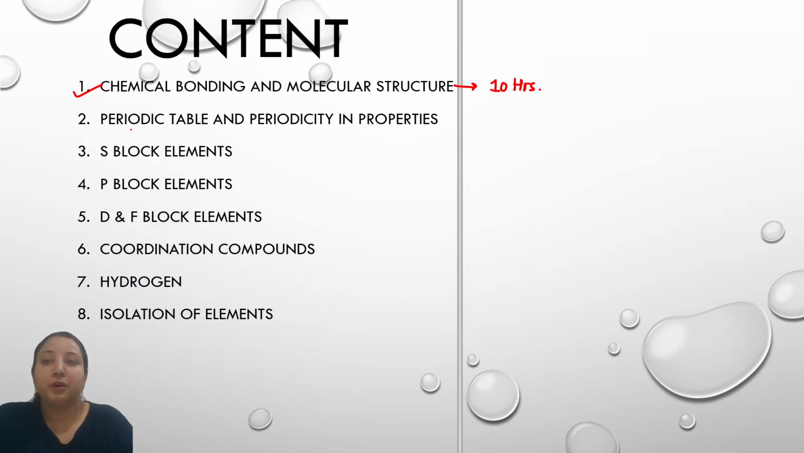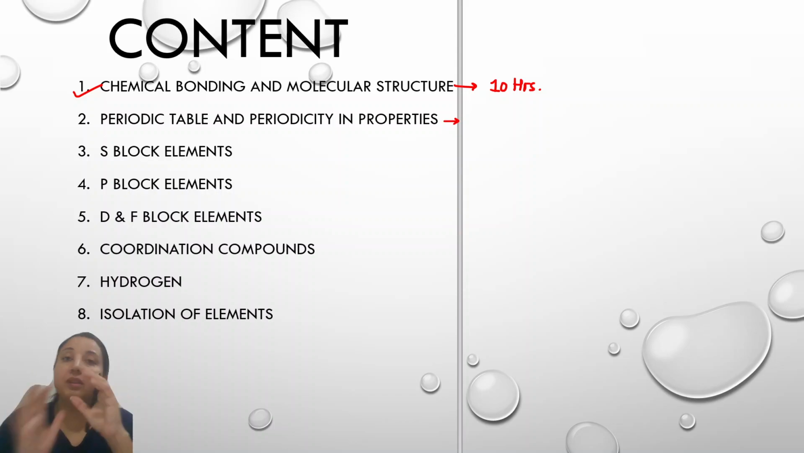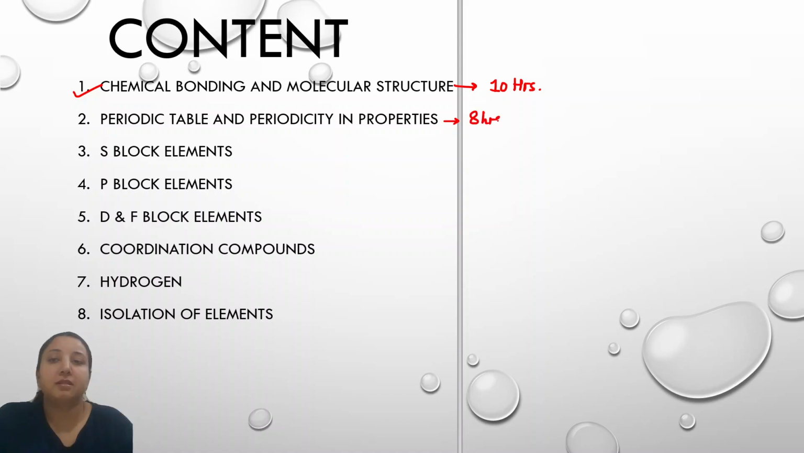Then, looking towards the periodic table and periodicity in properties. Again, it is a very interesting chapter in which we are going to read about the complete periodic table, the distribution of the elements, and the different property trends. And it is going to take around 8 hours.